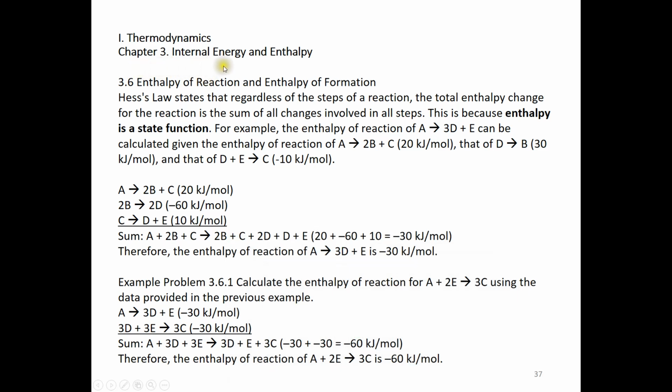Chapter 3, Internal Energy and Enthalpy. Section 3.6, Enthalpy of Reaction and Enthalpy of Formation.